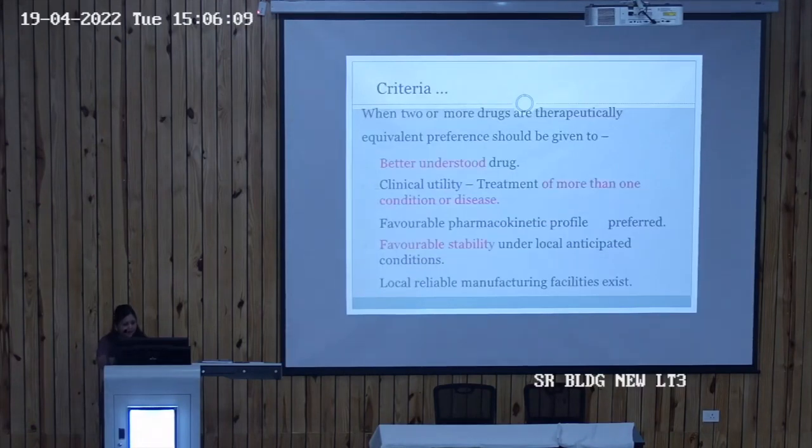And when you are having 2 or more drug options, which has to be chosen? It is the better understood drug or the better investigated drug. Based on the clinical studies, based on the clinical utility, treatment of more than one condition of a disease, you will choose that drug. Favorable pharmacokinetic profile हो जिसकी, favorable stability criteria is there, local reliable manufacturing facilities exist, so that drug you will select. So these are the various criteria, based on that you will select it.